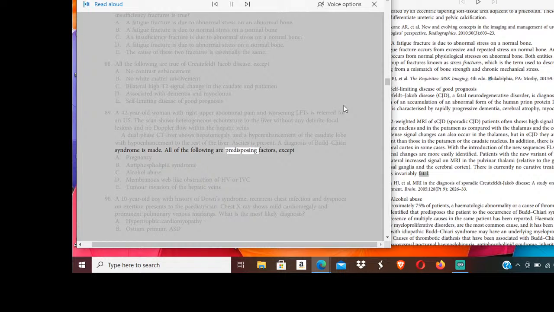All of the following are predisposing factors, except A, pregnancy. B, antiphospholipid syndrome. C, alcohol abuse. D, membranous web-like obstruction of HV or IVC. E, tumor invasion of the hepatic veins. 90. A 10-year-old boy with history of Down syndrome, recurrent chest infection and dyspnea on exertion presents to the pediatrician.